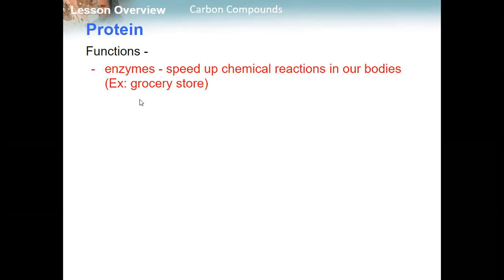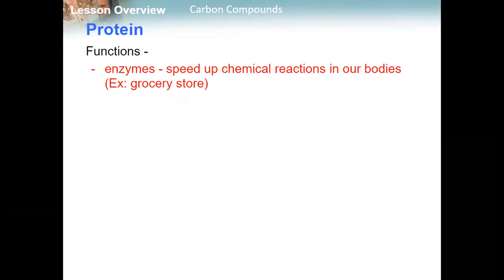It's kind of like when you go to a grocery store and you're in line paying for your groceries. At the end, you might have to pack up your groceries yourself, right? And that might take some time. But some places might have a helper, somebody who is going to bag your groceries with you. So the enzymes are like that person, helping to speed up the process.